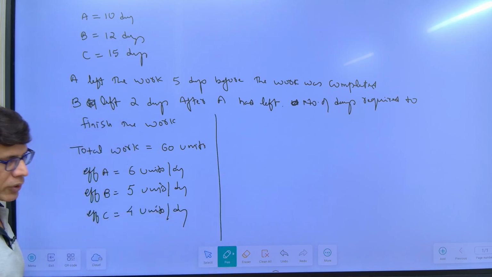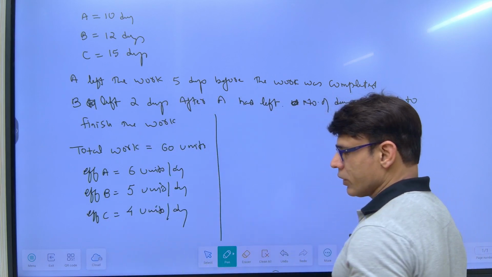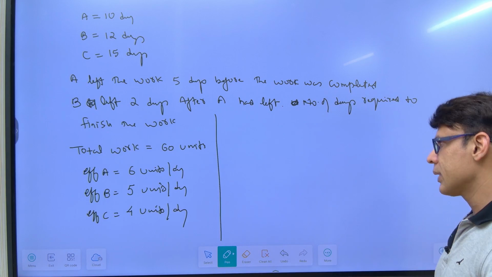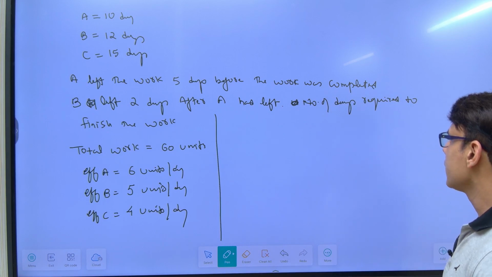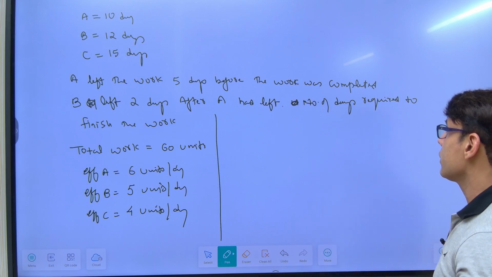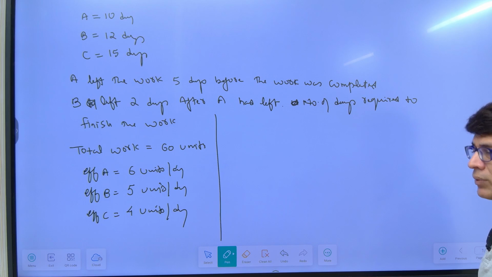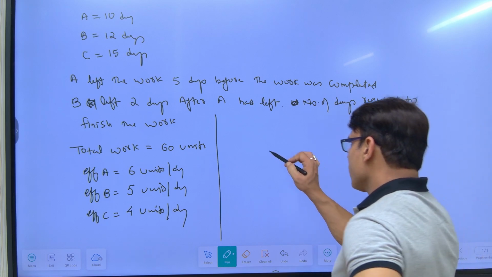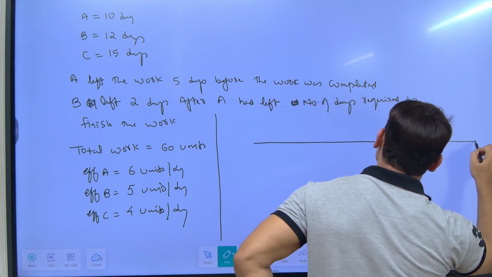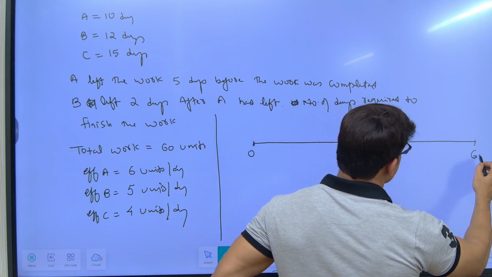Once you get their individual efficiencies, then what are we supposed to do? Now, this question, there are multiple ways of solving it. I'll give you one method by which we can understand this question. The question is A left 5 days before the work was completed and B left 2 days after A had left. That means draw a number line first. This is 0 and this is 60 units, right?